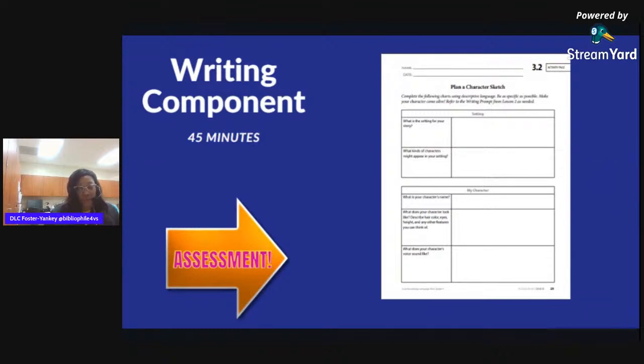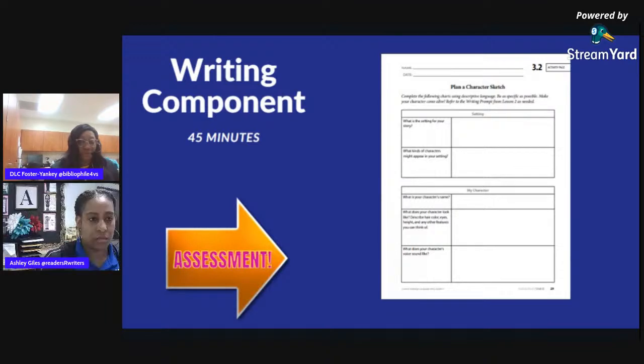And use descriptive language and specific details to make the character come alive. They are encouraged to use their answers in the My Character chart and any feedback that the teacher has provided on activity page 3.2 to guide their writing.